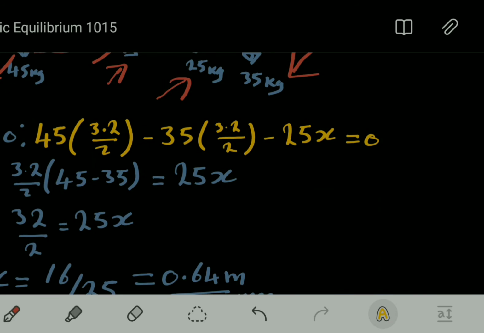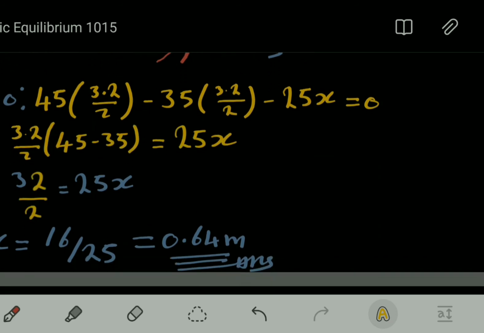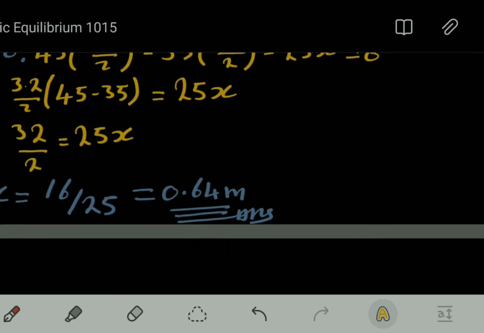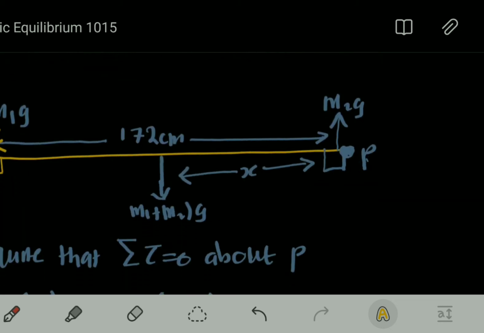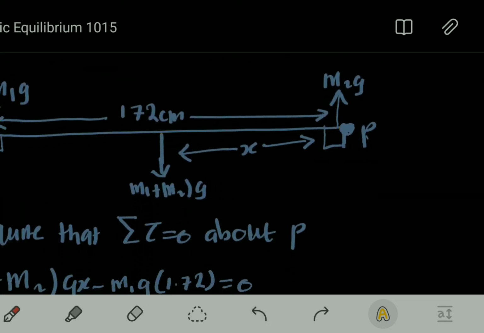So if we work this out, we can simply find the value of x. The rest is mathematics, and when you work it out, you should be able to find the value of x as 0.64 meters. So this is where the third girl must be placed for the system to balance, or to stay in equilibrium. Then we also have question 9.